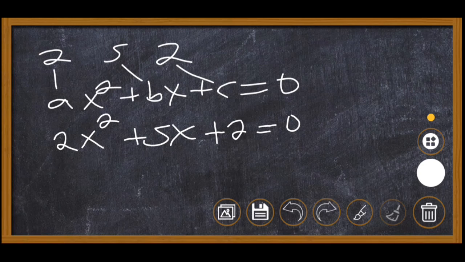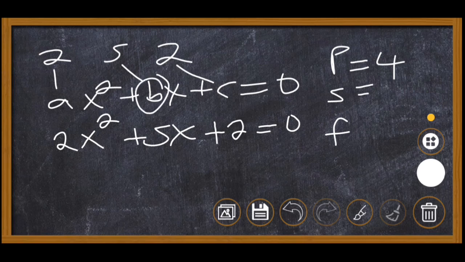We know that to solve this quadratic equation, we need to find the product, the sum, and the factors. The product is the multiplication of the first term here, which is 2, by the constant value here, which is 2. So this 2 multiplied by this 2 is 4. So our product is 4. And then the sum is simply the value of b that you have here. In our quadratic equation, the value of b is 5. So the sum will be 5.